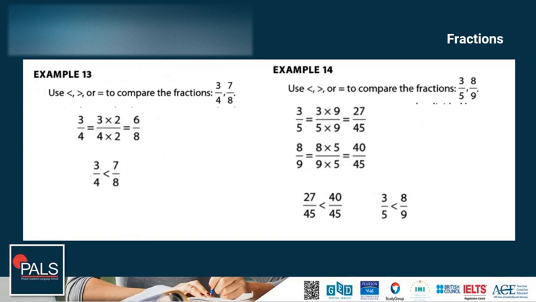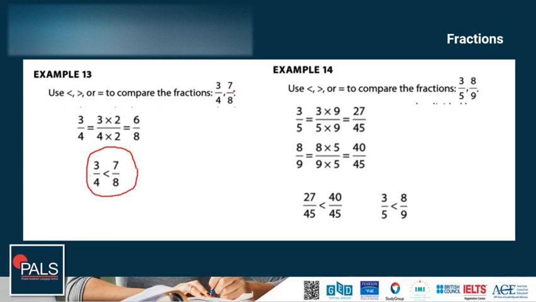Example 13. Use less than, greater than, or equal to compare the fractions 3/4 and 7/8. Looking at the denominators, 8 can be divided by 4. So 8 is the common denominator. Let's rewrite 3/4 using this denominator. 3/4 can have a denominator of 8 by multiplying by 2. So 3 times 2 is 6, and 4 times 2 is 8. So 3/4 is equivalent to 6/8, and 6/8 is less than 7/8. Therefore, 3/4 is less than 7/8.